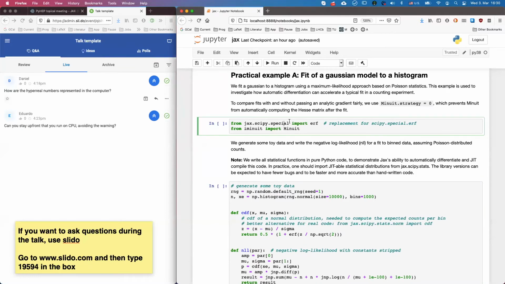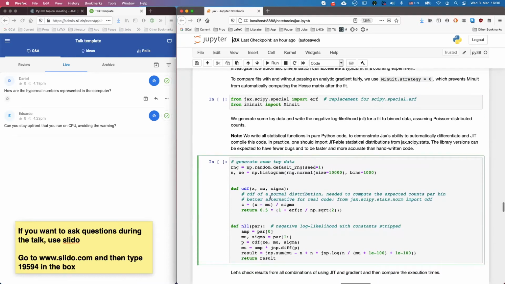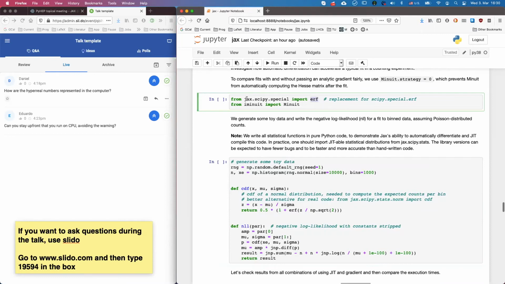Okay, so as I said before, we now have to implement our CDF by ourselves so that JAX can derive it. And I need the error function to do this for the CDF of a normal distribution. So this is the formula here. So I just implemented that. And since I used the error function here from JAX, it can also compute the derivative of that.